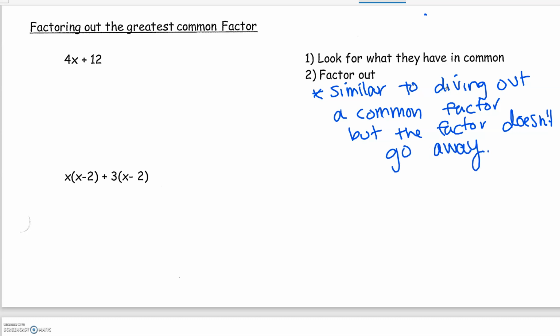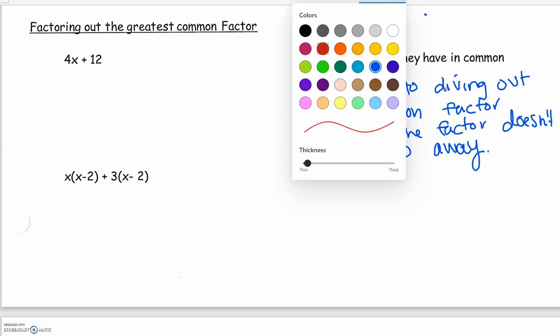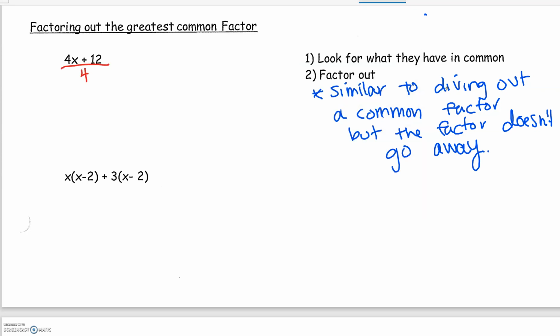All right, so let's take a look at this first one. What can we take out of 4 and 12? We can take a 4 out, right? We can divide this by 4. There's no variable that they have in common, so just a 4. So we put the 4 in front, and then what's left when we divide that out? x, and then plus 3.